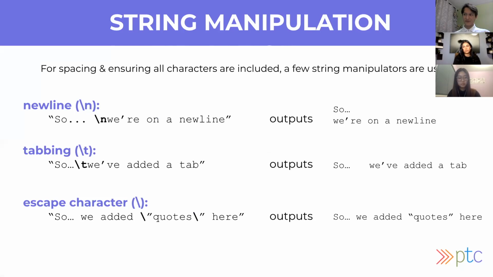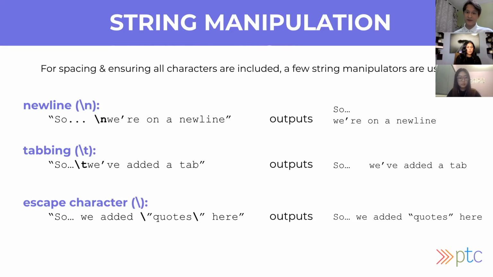That's when you're dealing with numbers, though, generally. And to actually manipulate the strings to make sure everything in terms of spacing and ensuring all the characters you want to include are included, to do that, you need to use string manipulators. So the ones we have here are first the new line manipulator. That's \n, and that moves whatever follows it onto a new row. So as you can see in the output, the \n moves the next text onto the new line.